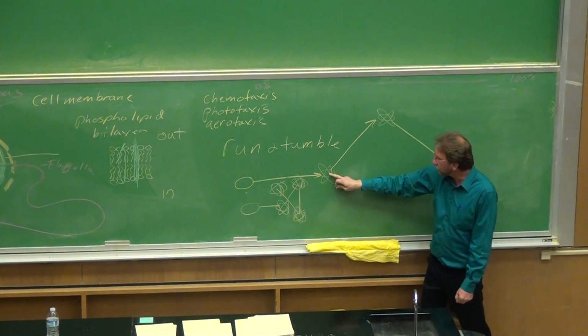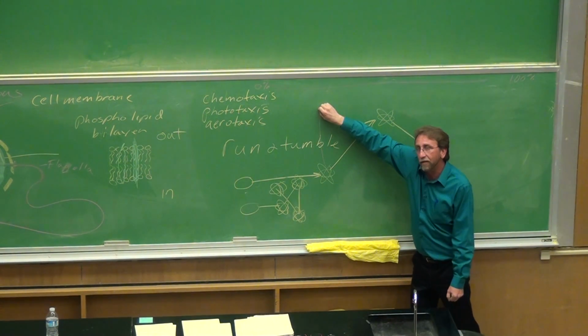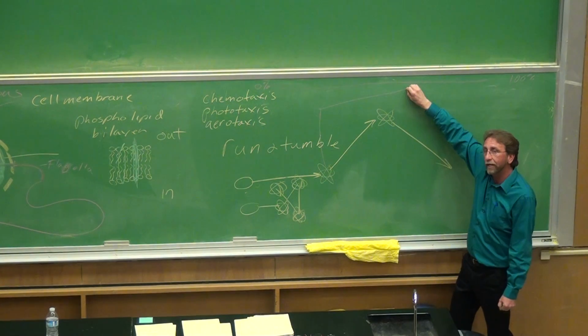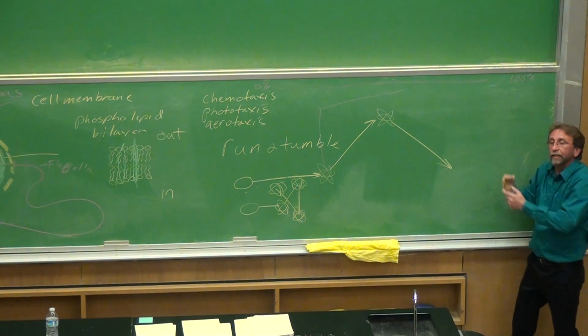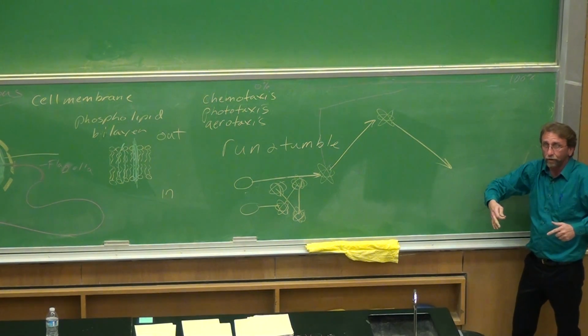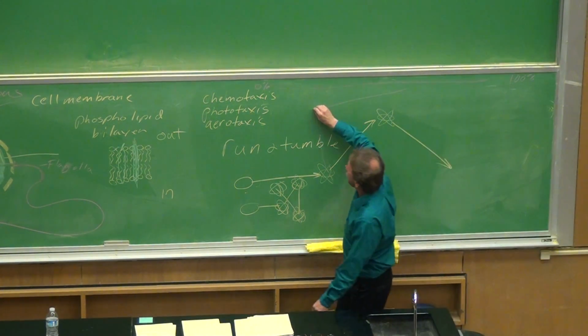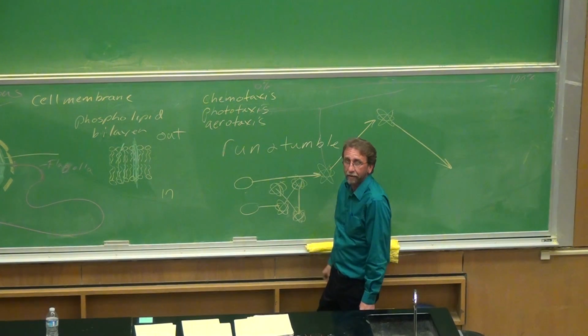So if it tumbles here and then shoots off this way, it'll tumble again and hopefully end up going back this way. But as long as the attractant is still pulling it in one direction, its runs are going to be longer and its tumbles are going to be shorter. Now imagine if it starts off this way, then the tumbles are probably going to shorten so that it can head back the other direction.